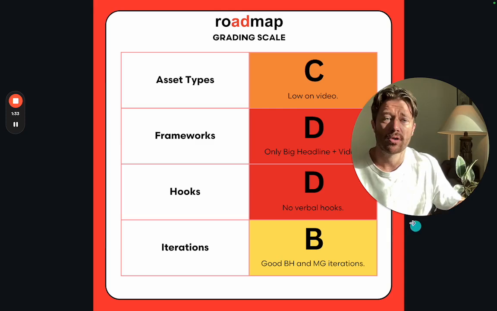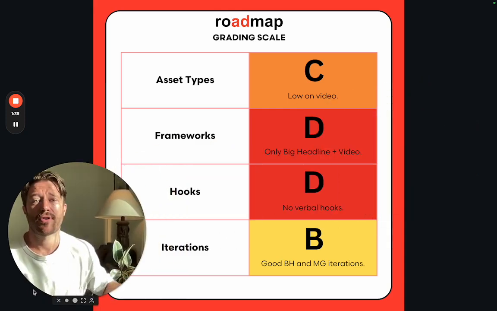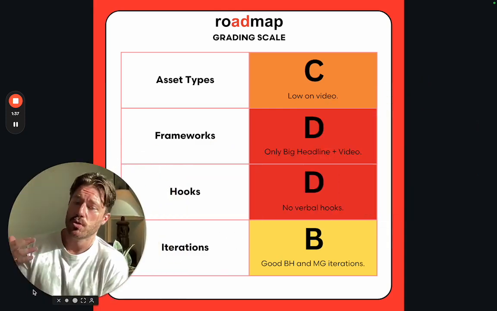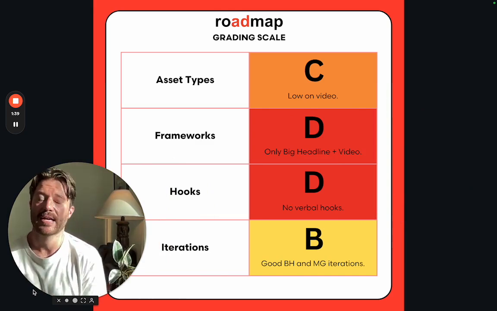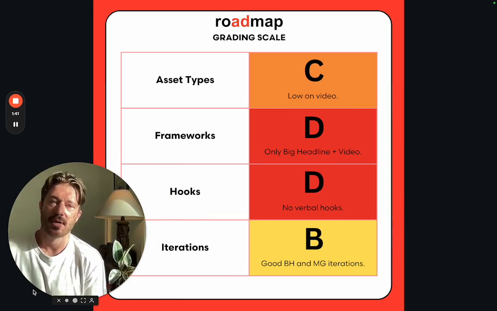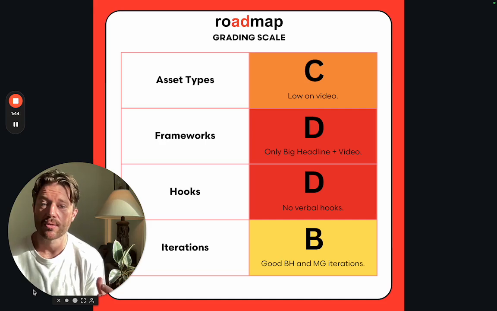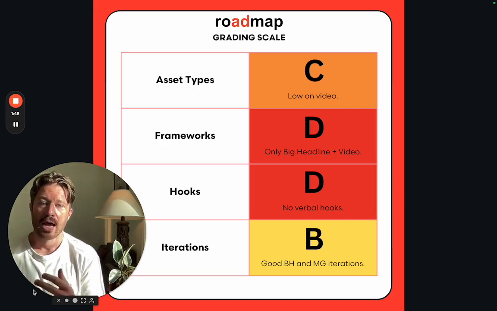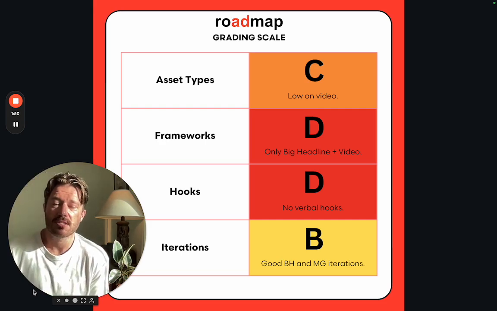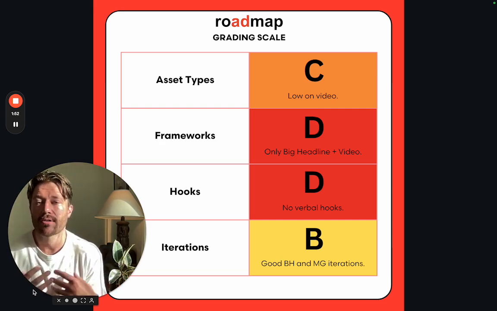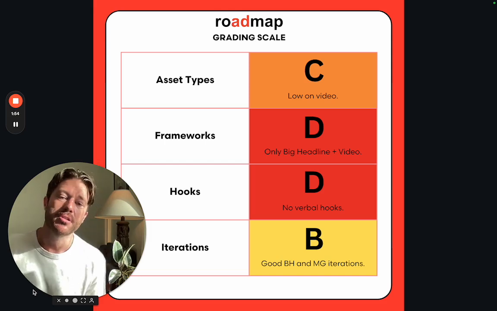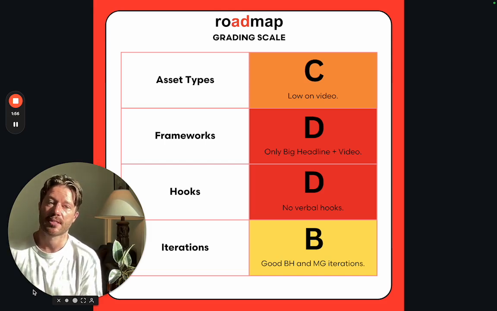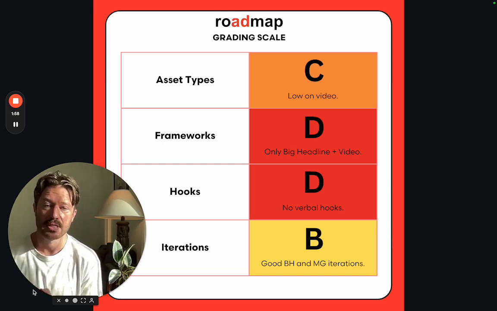As far as frameworks go, limited use of frameworks. We only really had Big Headline, which we'll touch on as one of the example assets in a second, and then some premium video. So not really utilizing high impact frameworks to drive conversion within the account. And then hooks, because there's no great UGC in the account, they're not really testing verbal hooks. There are some visual hooks in the motion graphics, but still low score, D on hooks.